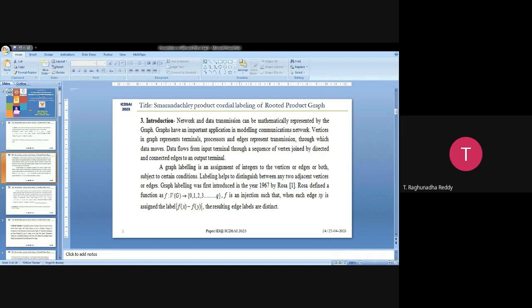So where is your work used, madam? Where is it useful? In communication networks, sir. Here the vertices are taken for the terminals or the processors, and edges for the transmission or data flow. So how did you implement this?